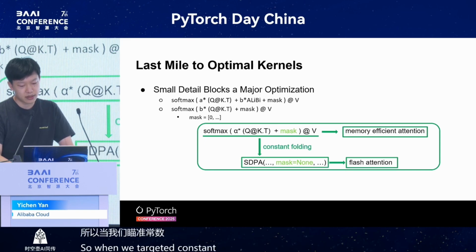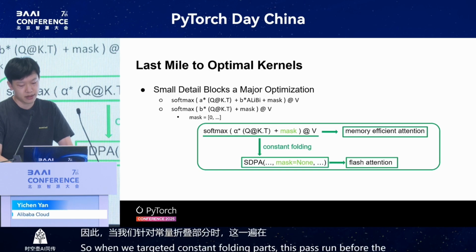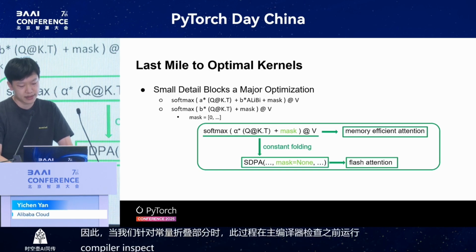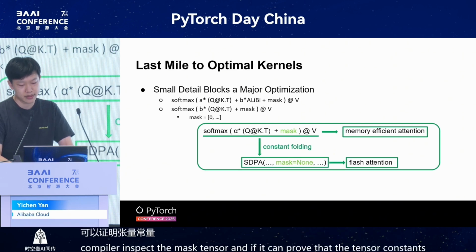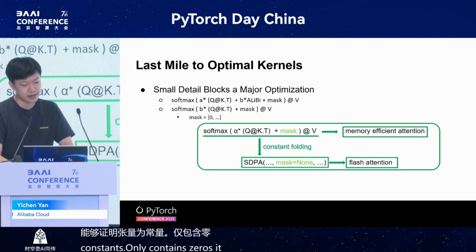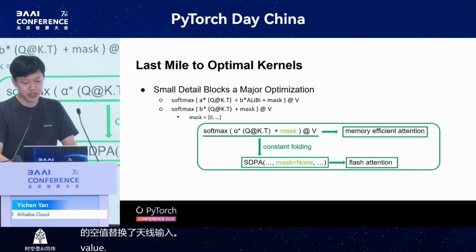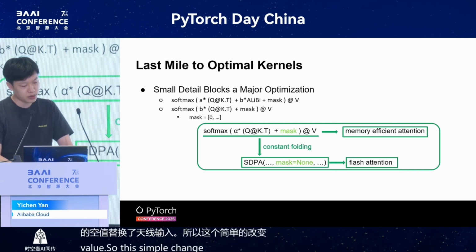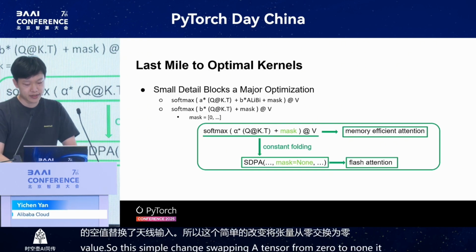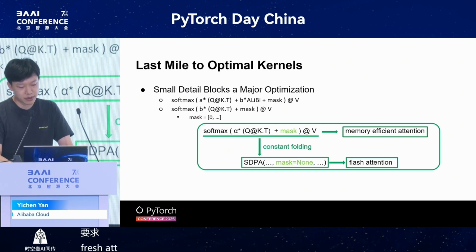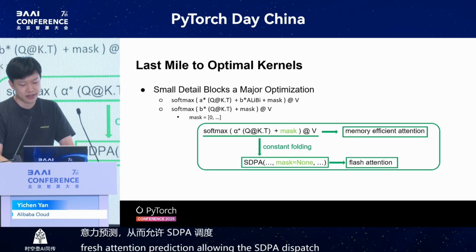This pass runs before the main compiler, inspects the mask tensor, and if it can prove that the tensor only contains zeros, it rewrites the graph to replace the tensor input with a simple null value. So this simple change, swapping a tensor of zeros for null, satisfies flash attention's requirements, allowing the SDPA dispatcher to select the fastest path.